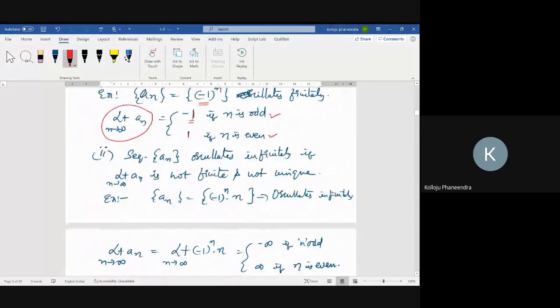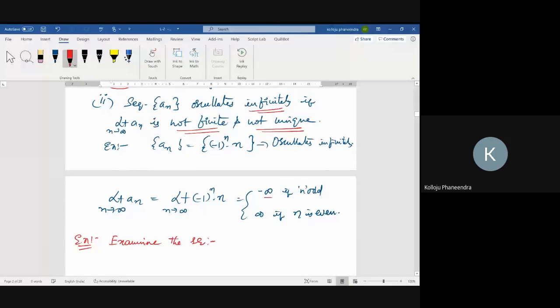Next one, oscillates infinitely, means not finite and not unique. There is no finite value; the values are infinite and also not unique, meaning plus infinity and minus infinity. The sequence oscillates between minus infinity and plus infinity. Is that clear?